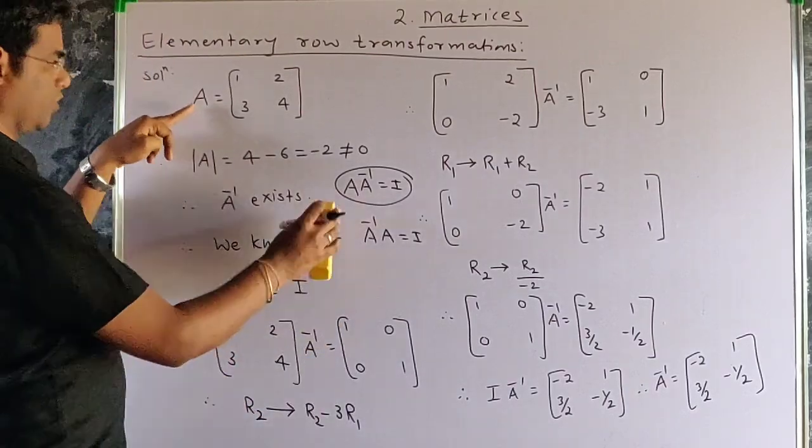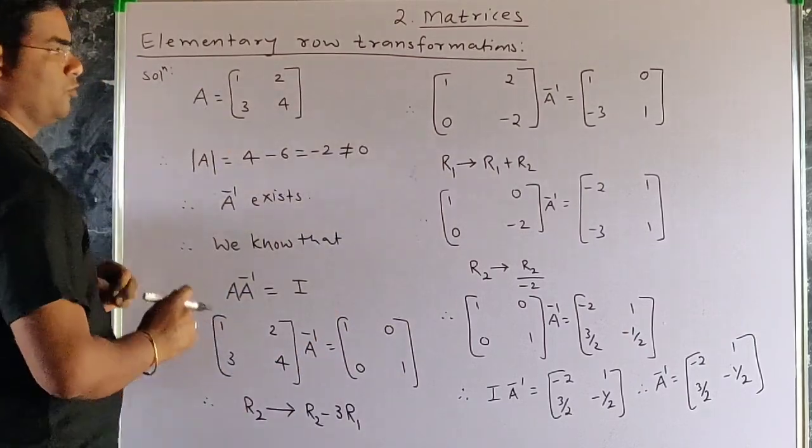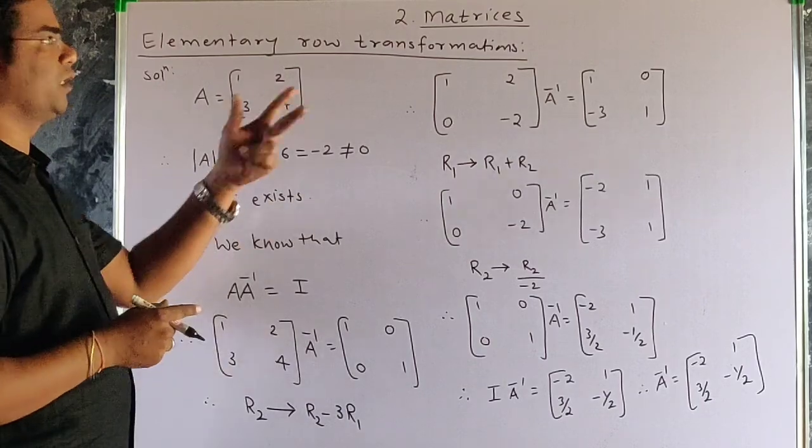Now we will find the inverse of the given matrix A. This matrix A is given as 1, 2, 3, 4, whose order is 2 by 2, and we have to find the inverse of this matrix by using elementary transformation.